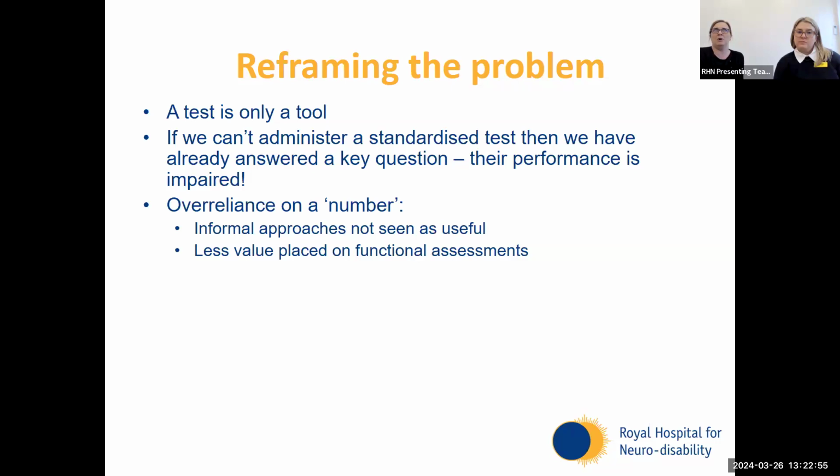We see people assuming some kind of magic about numbers, almost as if there's some kind of definitive science if there is a number, as if this is the holy grail, this is what you need. But actually, what that leads to is people thinking that somehow a standardized assessment must be the best thing to do, when actually it isn't always. And what that can lead to is people wanting to do a test, even if it's not necessarily the most appropriate thing to do, and believing that informal approaches are not as useful or that functional assessments are somehow lesser. We would argue the opposite with this patient group.